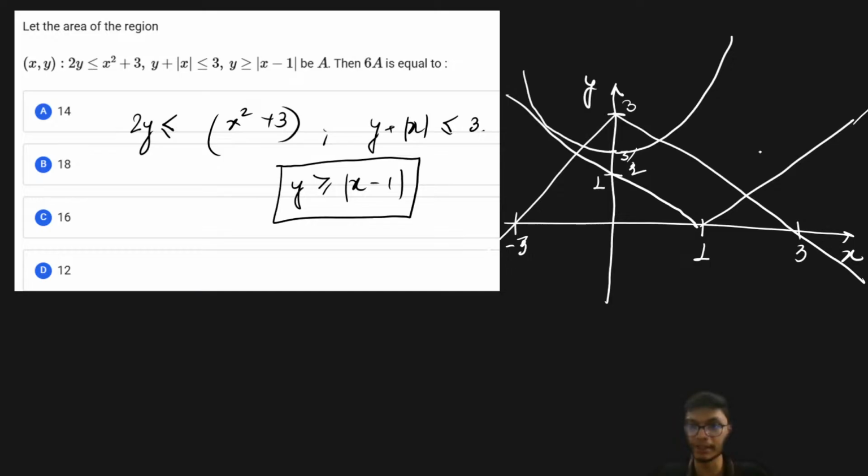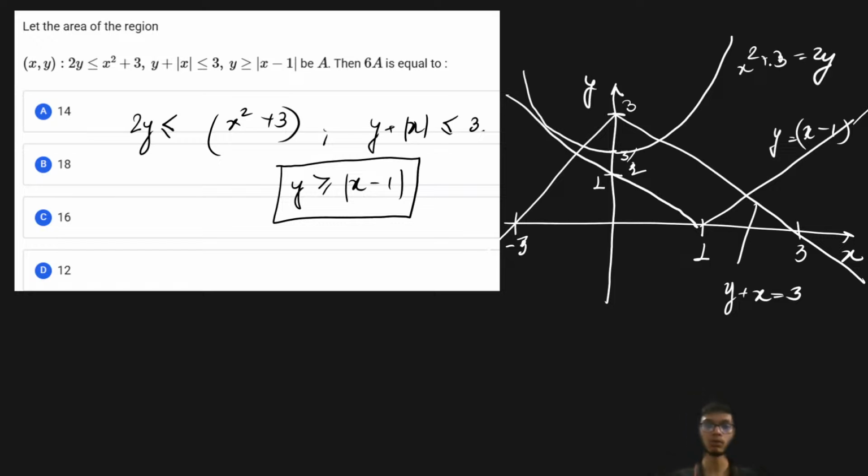Now, if you look at this particular region, this is basically y is equal to mod of x minus 1. This particular curve is y plus mod x is equal to 3, and this curve is basically x square plus 3 by 2 is equal to y. So we have these plots of the regions. Once we have this region, we have to find out the ultimate area, which is this particular area. Let us shade it in some different color. This is the area that we need to find out.